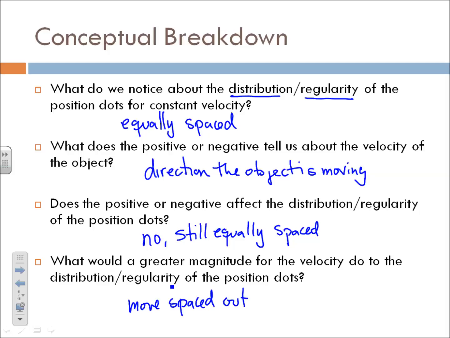If we had a smaller magnitude, that would mean a smaller velocity, and then the dots would be closer together. So for very small velocities, we're covering small displacements, so the dots are close together. For very large velocities, the dots are spaced out quite a bit because they're covering large displacements.